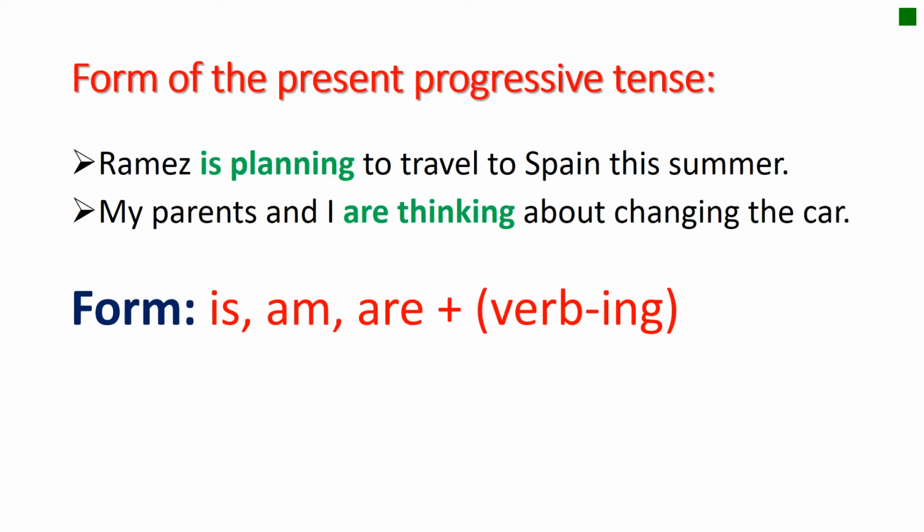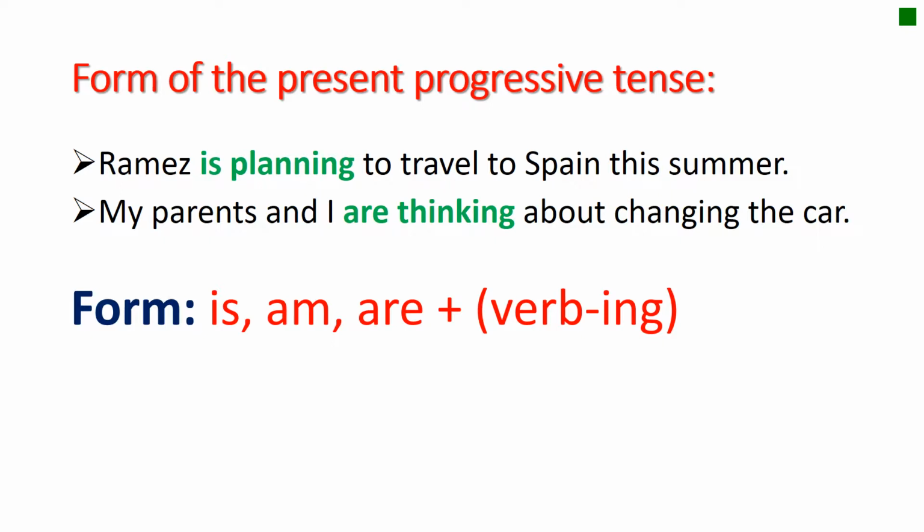Now, let's take a look at the form. We talked about the 3 uses. Now the form, how do we write it? Of course, we probably have already deduced that Rames is planning to travel to Spain this summer. The verb, obviously, the one in green, is planning. Is, what is this word? Is the present form of the verb be.